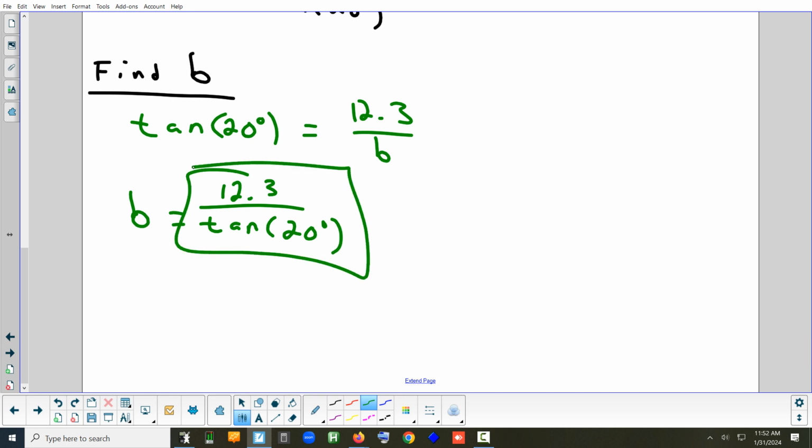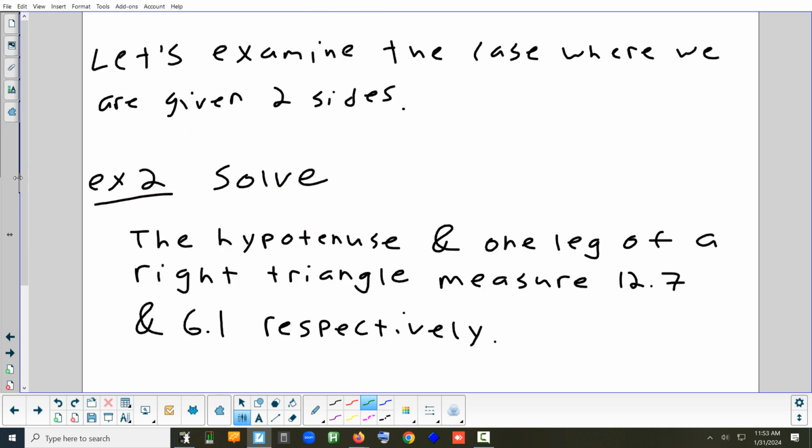Okay, and I'll leave that for you to plug in and you can see what it is. All right, any questions on how we got B? Okay, so both of those problems started you off with a side and an angle. The last one we're going to do for today gives you two sides. So this will be the last one that we do.